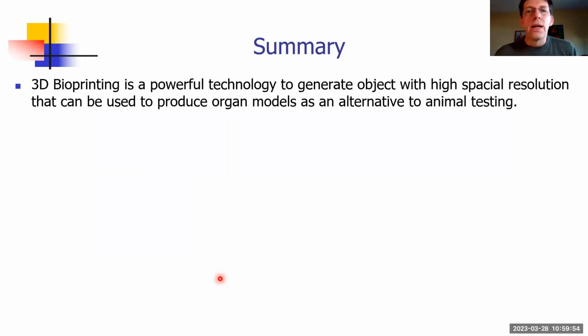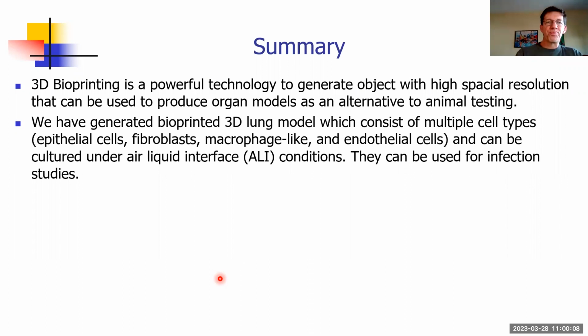Okay, with this, I want to summarize. I hope that I convinced you that bioprinting is a very powerful technology to generate objects with a high spatial resolution, and we can produce organ models that we can then use as an alternative to animal testing. We have generated lung models, and I took you through our story of producing different generations of lung models. The most advanced lung models consist of 4 cell types: epithelial cells, endothelial cells, and fibroblasts with macrophage-like cells in between. And we culture them under air-liquid interface conditions, and these models can be used for infection studies.